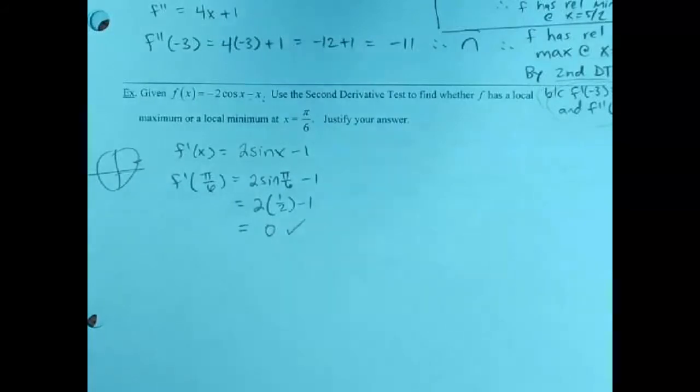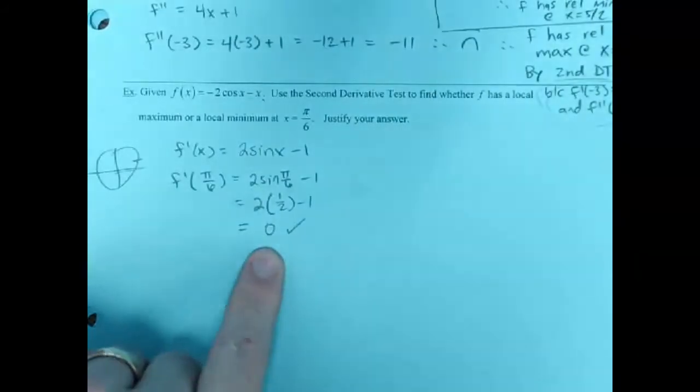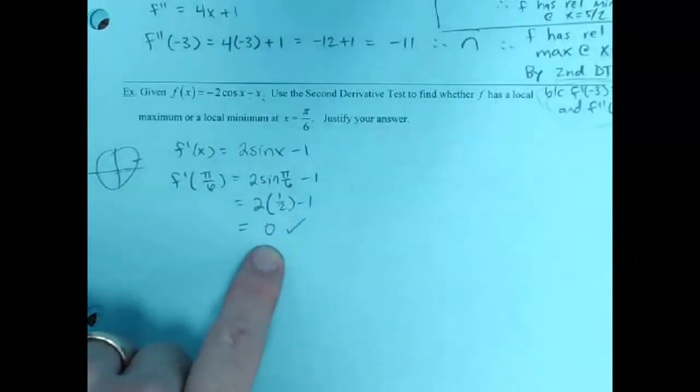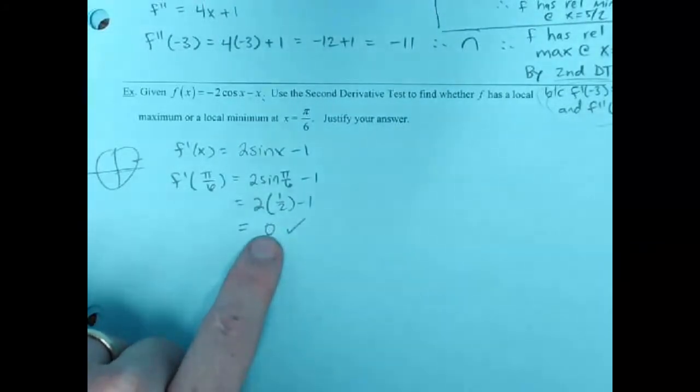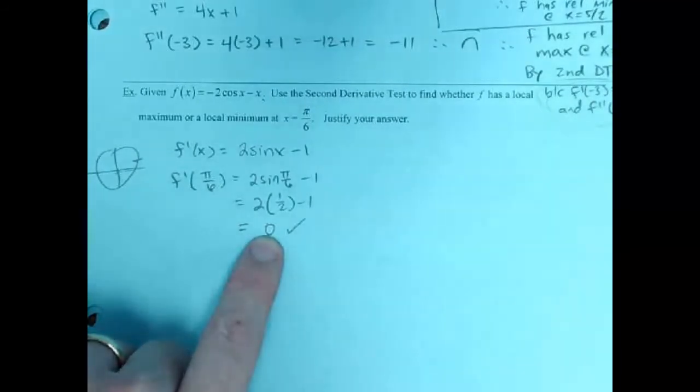That's good. If the first derivative is any other number, right, if it's a 1, or if it's a 2, or if it's a 1/2, or if it's root 3 over 2, if this is any number besides 0, you would say, I'm done. It's neither a max nor a min.